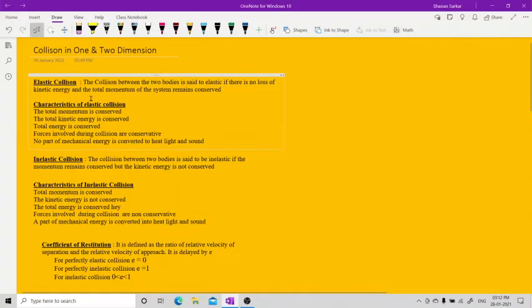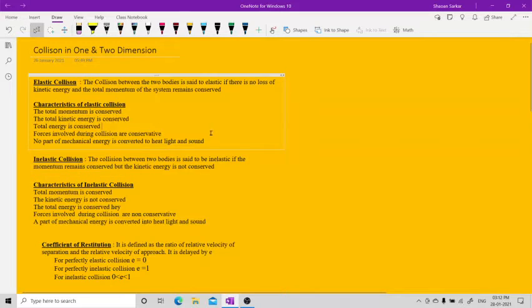In two dimension elastic collision, the collision between two bodies is said to be elastic if there is no loss of kinetic energy and the total momentum of the system remains conserved. That is conservation of kinetic energy as well as conservation of linear momentum. This is the CLM part. Now, that means total momentum is conserved, total kinetic energy is conserved, total mechanical energy is conserved, forces are conservative.